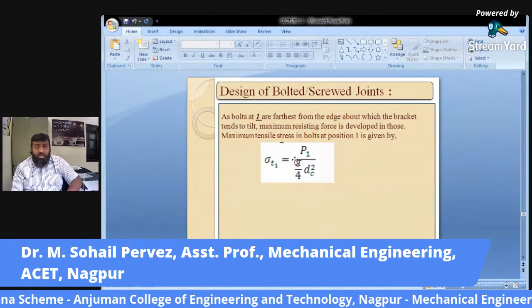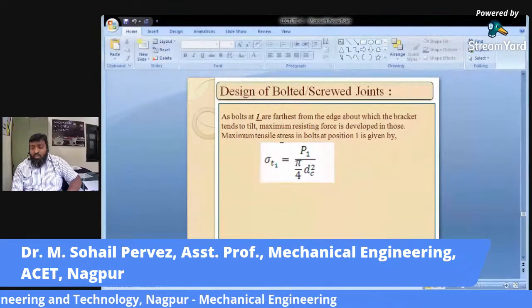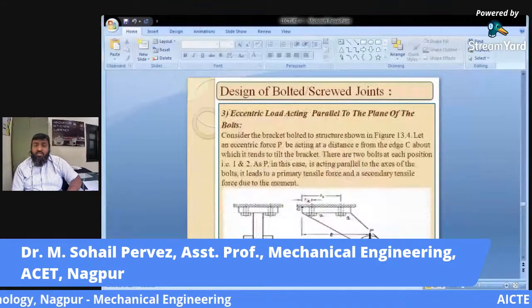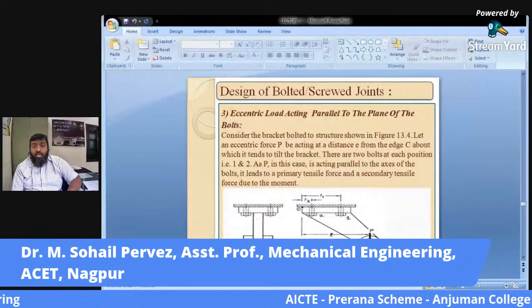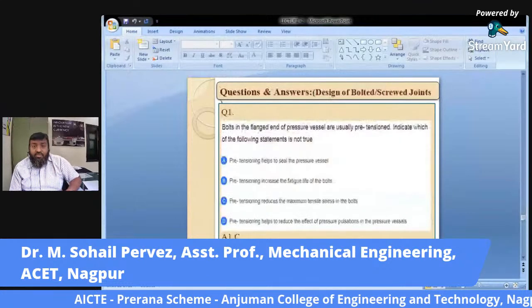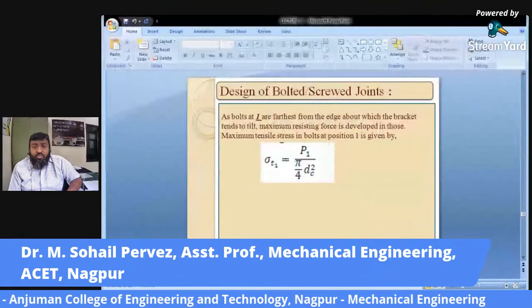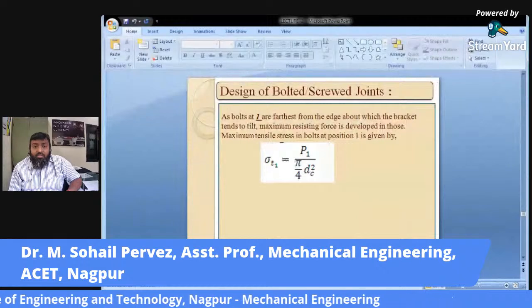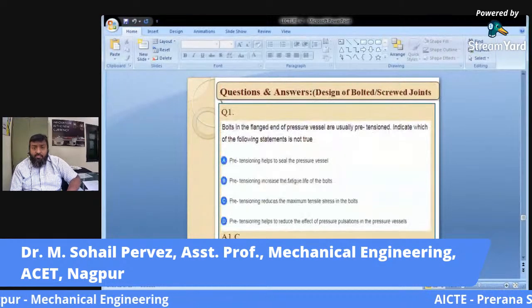So this is how we can calculate the load on the bolts subjected to eccentric load acting parallel to the plane of bolts. I hope you have understood these aspects of bolt design. Now we'll try to cover some numericals which were asked in previous years.